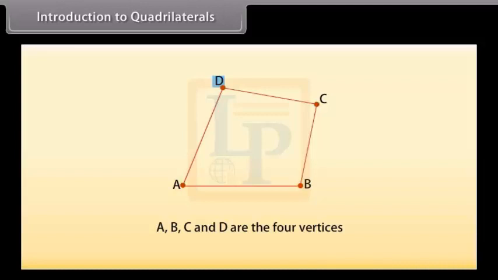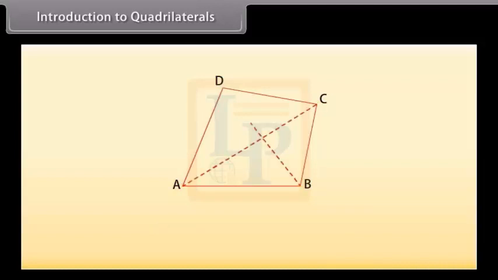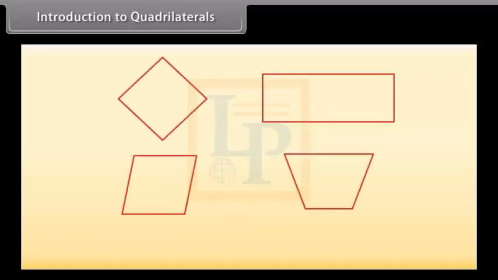Now what will happen if we join its opposite vertices? If we join the vertices A to C and B to D, we get the diagonals. So, AC and BD are the diagonals. Look at these shapes now. These all are quadrilaterals because they have 4 sides, 4 angles, and 4 vertices.